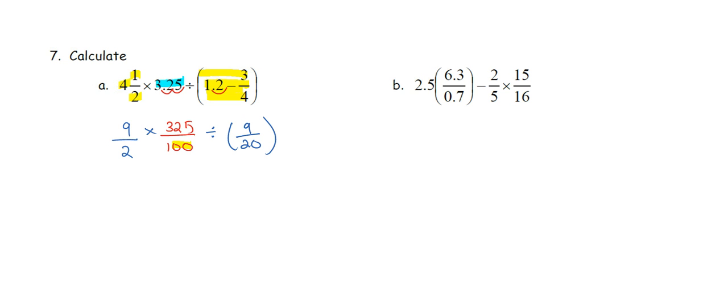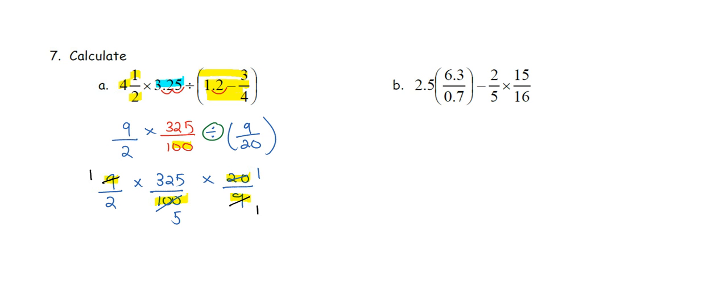Okay, so what can we do next? Well, let's change this division statement to a multiplication symbol. So this will be 9/2 times 325 divided by 100 times 20/9. Once I've done that step, look for ways where you can simplify this fraction. I have a 9 here and a 9 there. That will cancel off to be a 1, cancel off to be a 1. Now I have a 20 and a 100 there. 20 goes into itself once, and how many times is 20 going to go into 100? That's going to be 5 times.